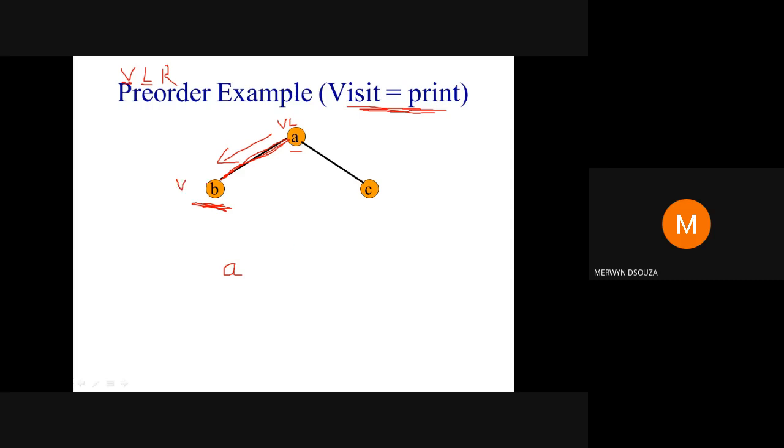Whenever you say visit, it means you will print the value of the node. So you print this value of the node in the output. Okay. Then try the second step, left subtree. It's not having a left subtree. There's no left subtree. Okay.